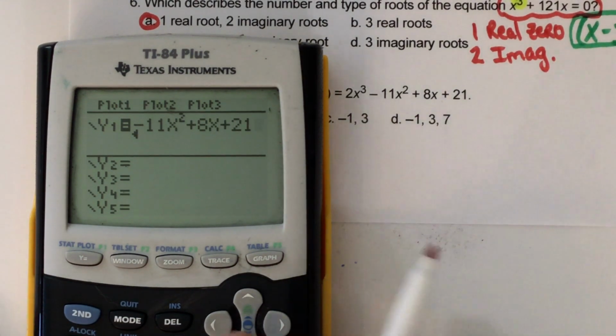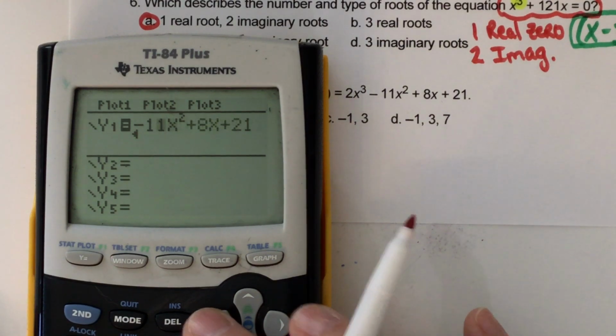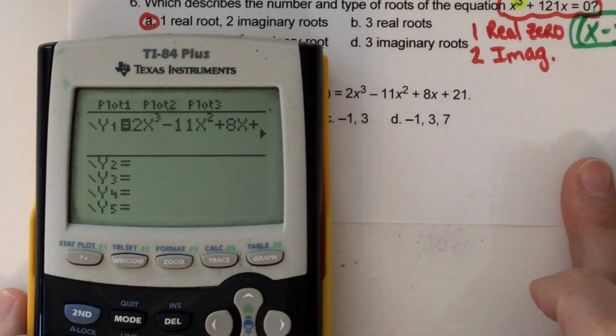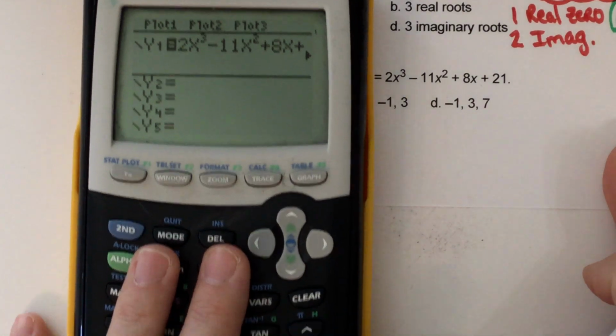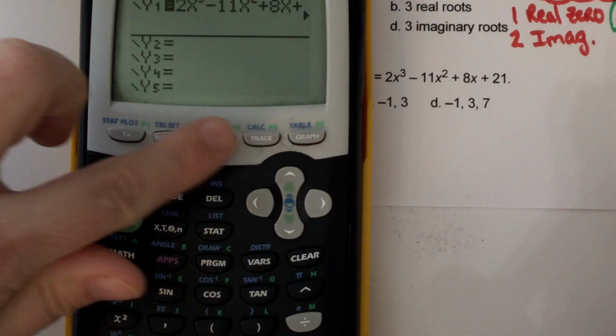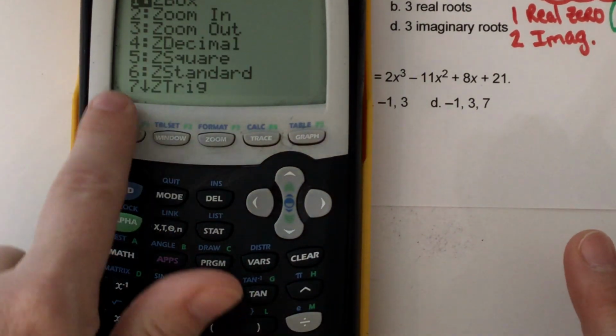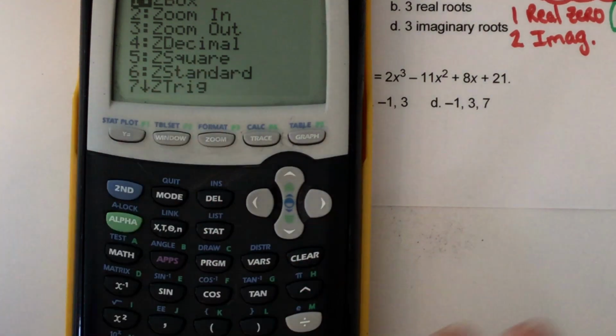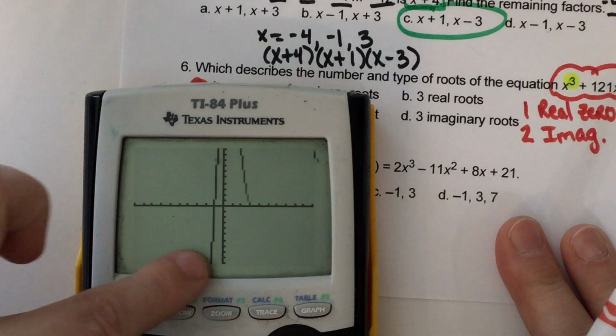Now you just saw me mess with my window, and so I want to fix that so it looks normal again. So to fix it, I go zoom and then number 6. That puts it back on a standard window where it goes from negative 10 to 10 and negative 10 to 10.